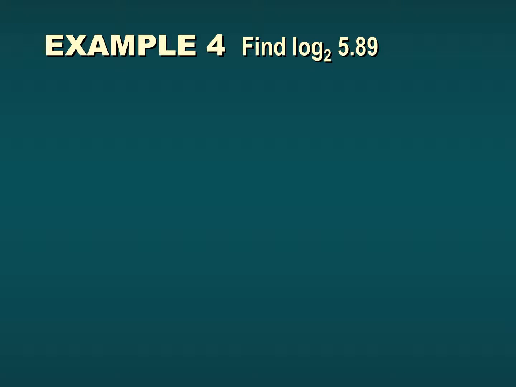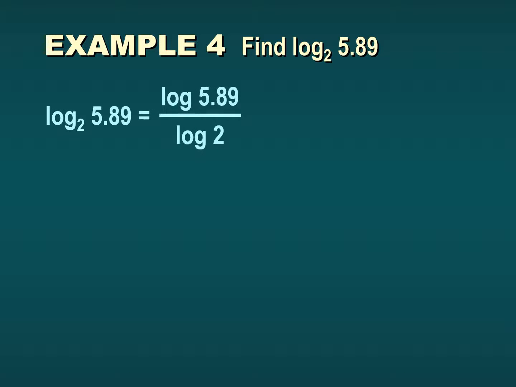Let's go ahead and try one. We have log base 2 of 5.89. I don't want log base 2, I want log base 10. So I'm going to make it log base 10. I still take the 5.89, my original argument, and I'm going to take it over the log of my original base, which is 2. So now if I do log of 5.89 over log of 2 in my calculator, that will tell me what log base 2 of 5.89 is. All right, go ahead and try some problems on your own.